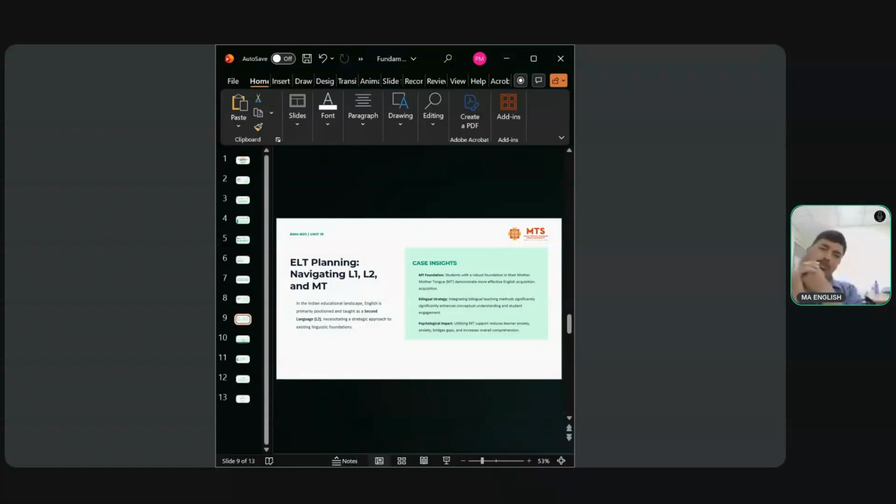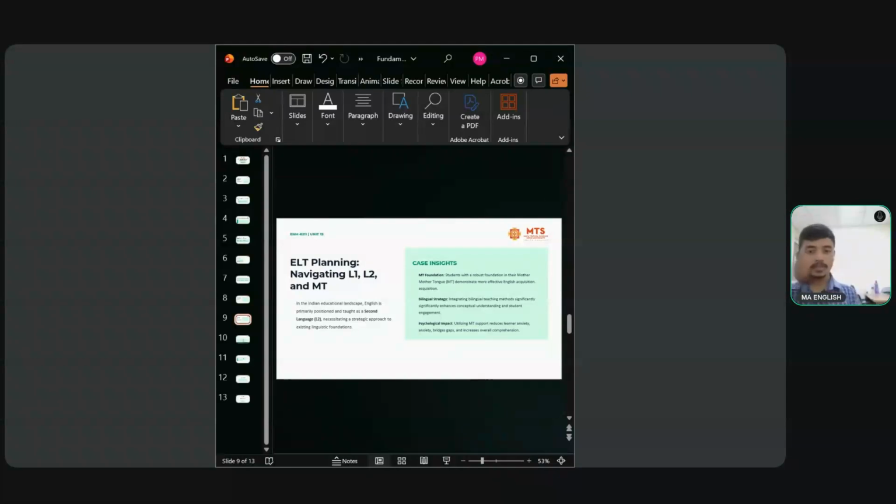So the core message of this particular unit, Unit 19, is: do not treat the mother tongue as an obstacle to English learning. Treat it as a resource. A student's linguistic background is not a problem to overcome. Instead, it is a foundation to build upon. That is the message of Unit 19.